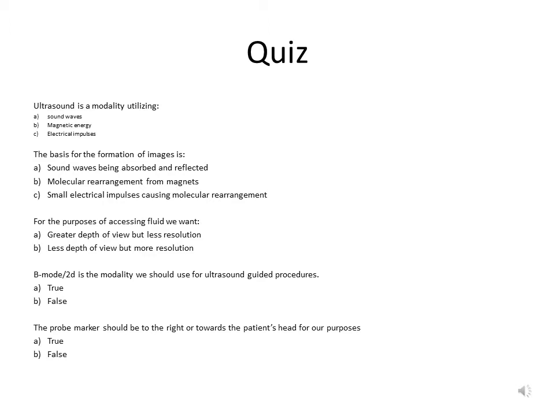Next question, for the purposes of accessing fluid, we want A, greater depth of view but less resolution, or B, less depth of view but more resolution. We want A, greater depth of view but less resolution.